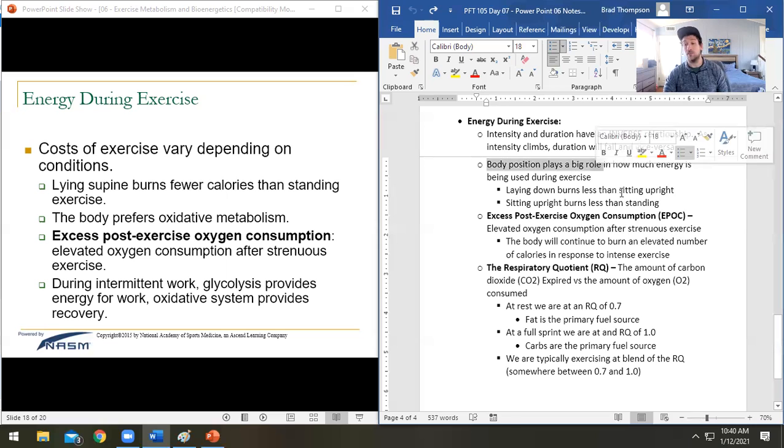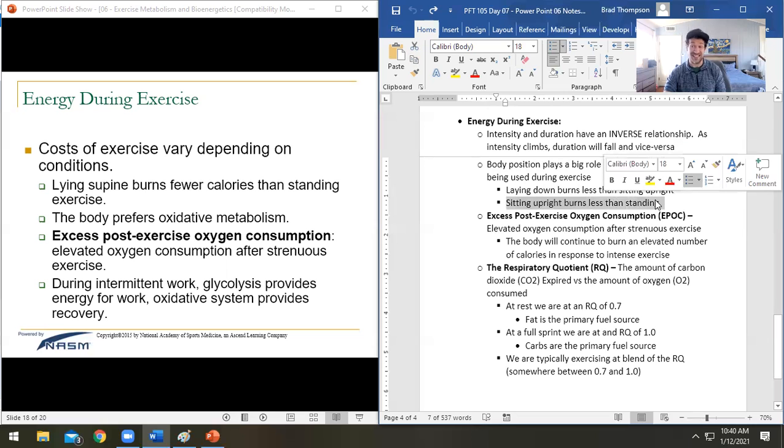So body position plays a big role, right? Laying down burns fewer calories than sitting upright. Sitting upright burns fewer calories than standing. So that's all the conversation about exercise selection. Now, obviously, another thing that we need to consider: how do I increase your metabolism? Your metabolism is set by how much tissue you have, how many enzymes, what your metabolic rate is, your thyroid, all that stuff. I can't affect most of that.